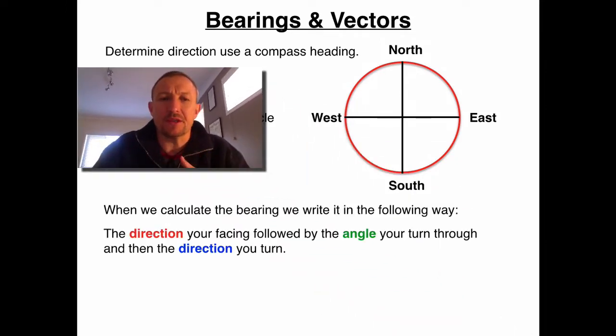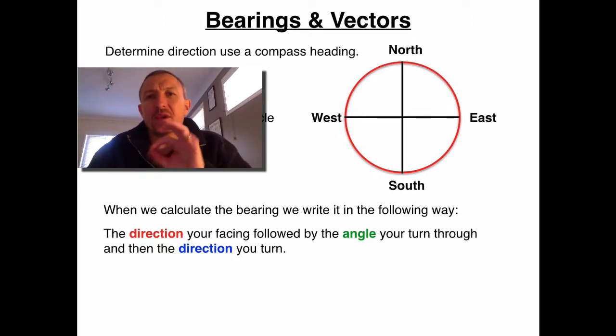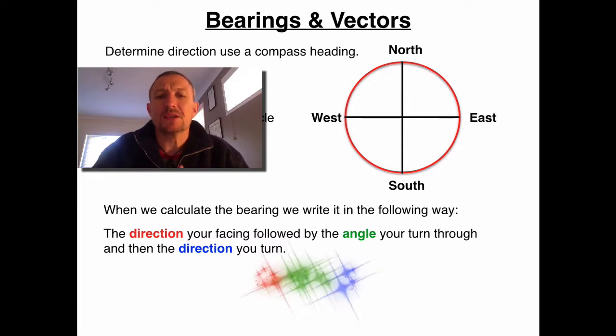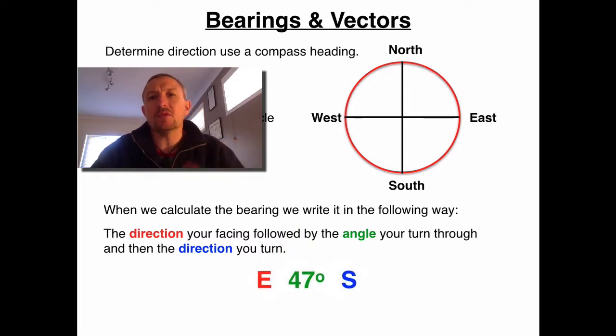So how do we write this? Well, when we write our bearings, we show the direction that we face initially, then we turn through an angle, and then we state in which direction we are going when we turn through the angle. Now that's a little bit confusing, but if we just run through it briefly here, I'll explain it in more detail in a minute. So this is how it would look. For example, I might go east 47 degrees south. So what does that mean?